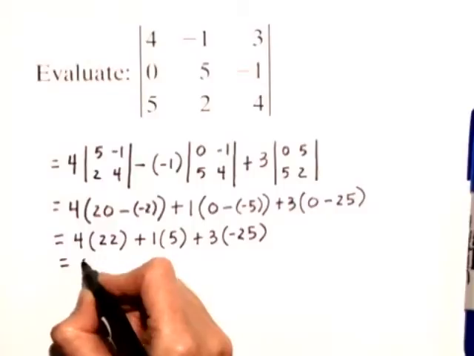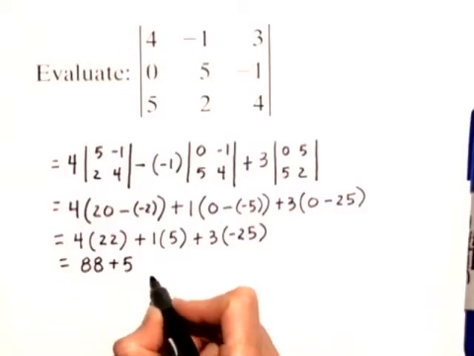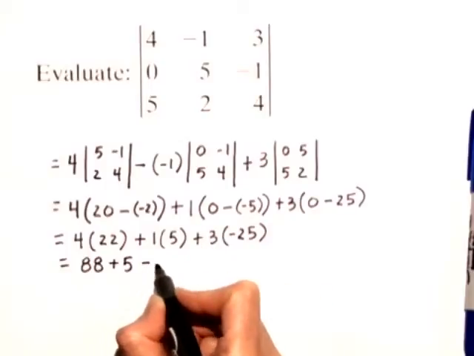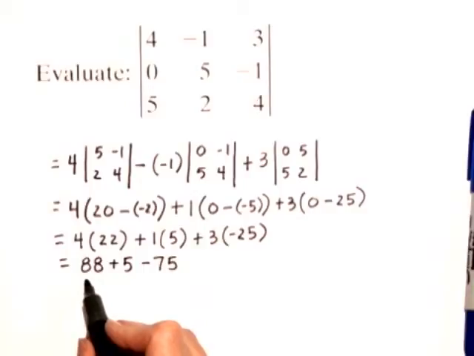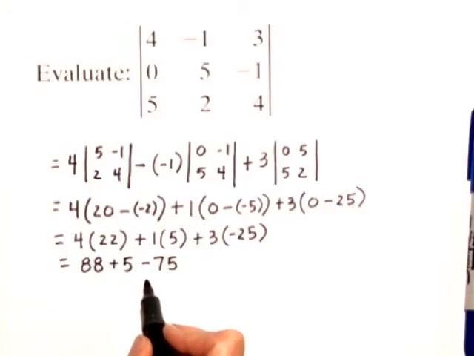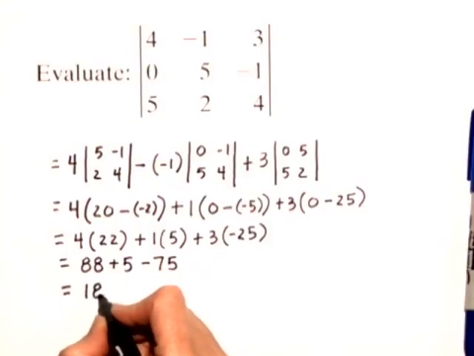So we get 4 times 22, which is 88, plus 1 times 5, which is 5, plus 3 times -25 becomes minus 75. So we have a total of 93 minus 75, which is equal to +18.